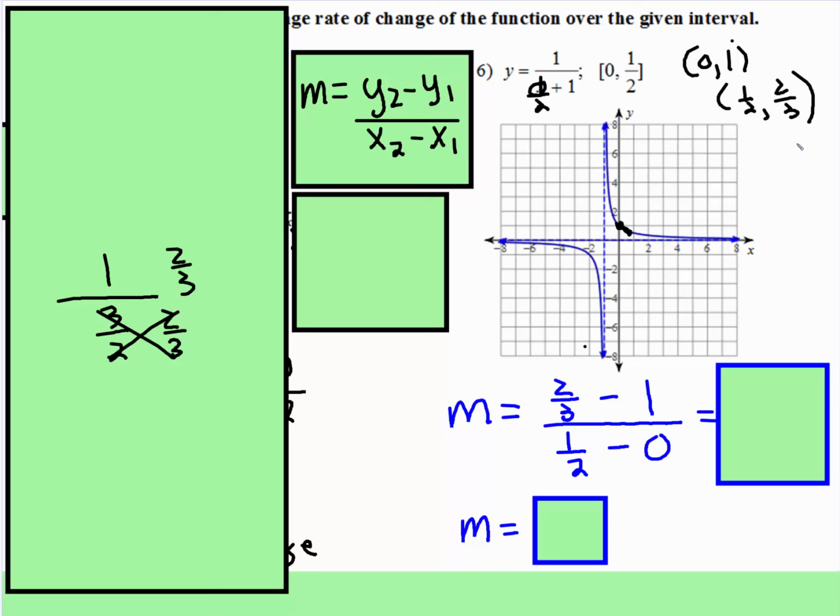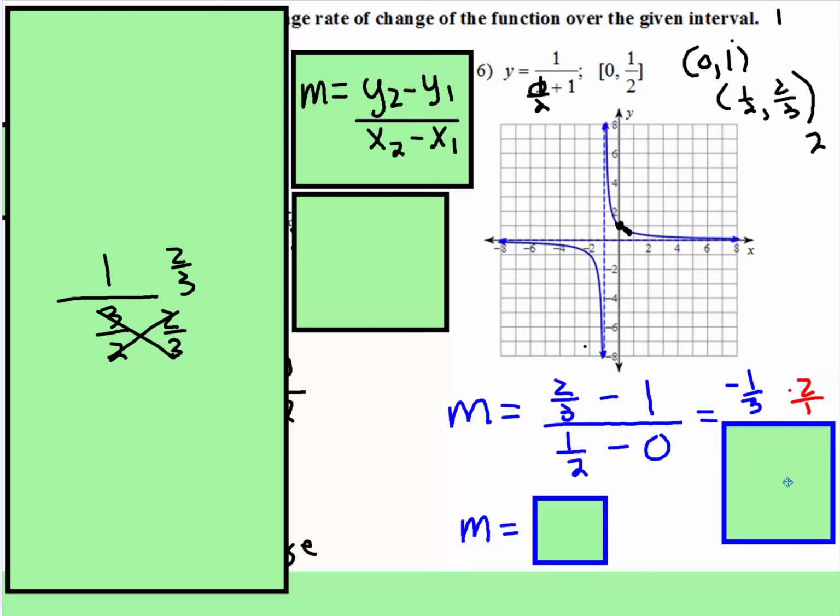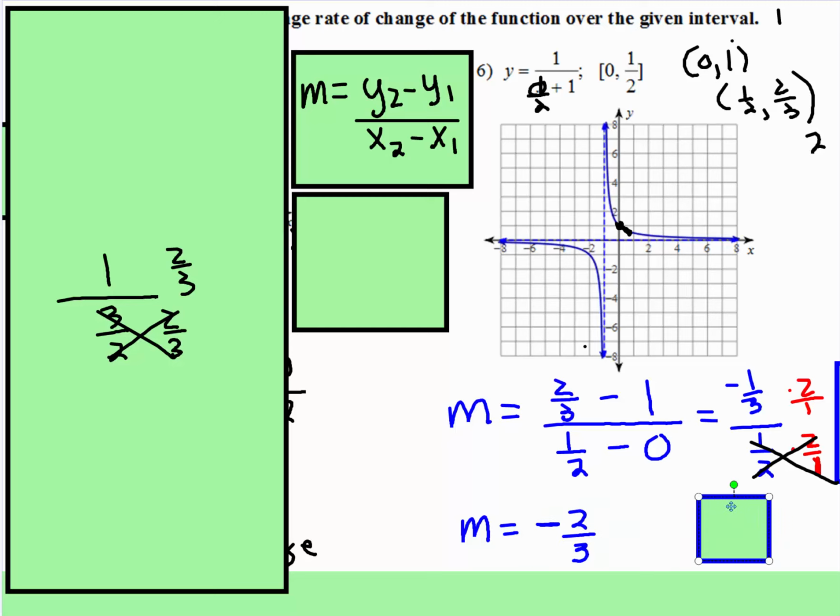Now again, this is the x and y2, this is the x and y1. So we plug that in down here. y2 minus y1: 2/3 subtract 1 is negative 1/3. And 1/2 subtract 0 is 1/2. We don't want this complex fraction, so we multiply top and bottom by 2. Those cancel. Negative 1/3 times 2 over 1 gives us negative 2/3. We can tell that graph has a negative slope, so that seems reasonable.